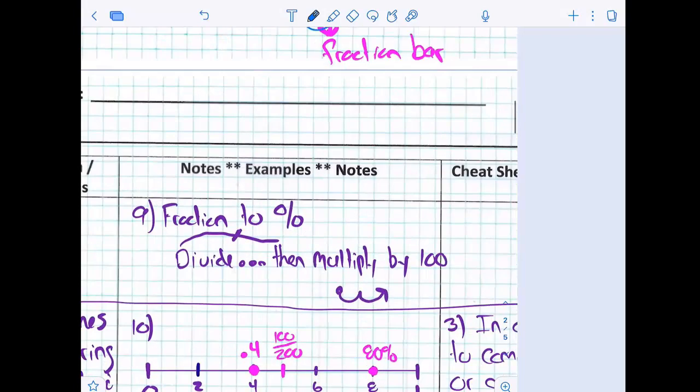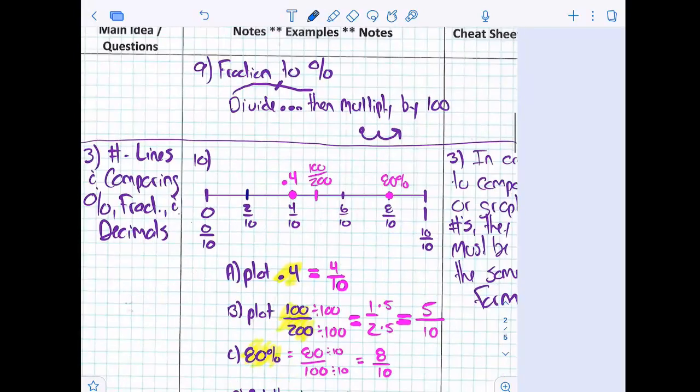Number 9, fraction to percent. There's 2 steps. The first step is divide. The second step is then multiply by 100. Okay, here's the deal.